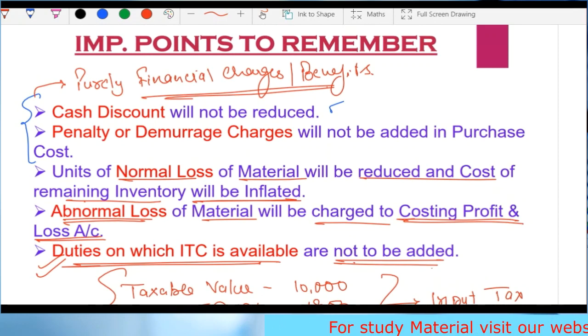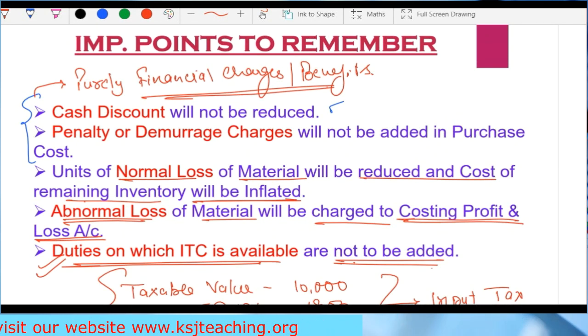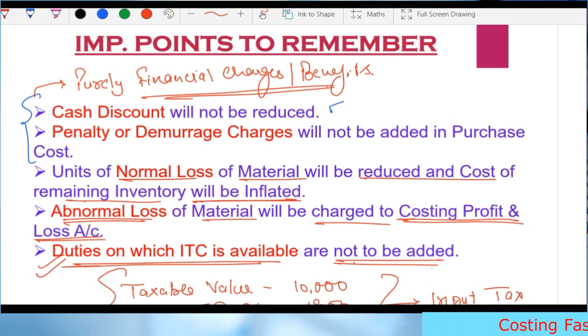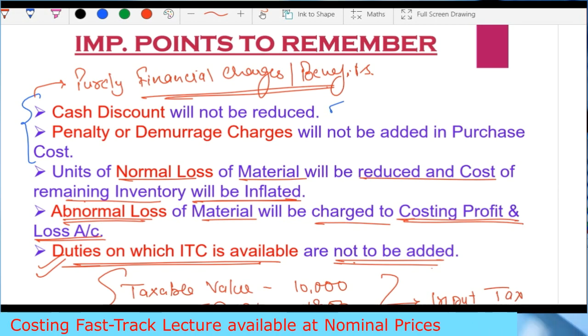Cash discount, not to be taken. Penalty, demurrage charges, not to be taken. Units of normal loss of material will be reduced and the cost will then be considered for the remaining units. We'll do the practical problem on it also. Abnormal loss, charged to costing P&L account. Duties on which ITC is available are not to be added.